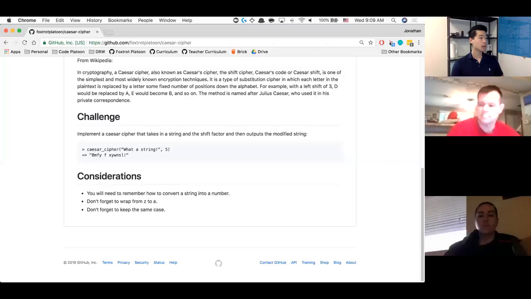For A right here, A is the first letter of the alphabet. When I subtract 3 away, I get -2. Oop, this is wrong. Let's see, A, Z, Y, X, X, Y, Z. So A is the first letter of the alphabet. When I subtract 3 away from it, I get -2. When I add 26 to -2, I get 24, which gives me X, because it's X, Y, Z. 24 is X, 25 is Y, 26 is Z. Does everyone kind of see how I figured the math out on this one?